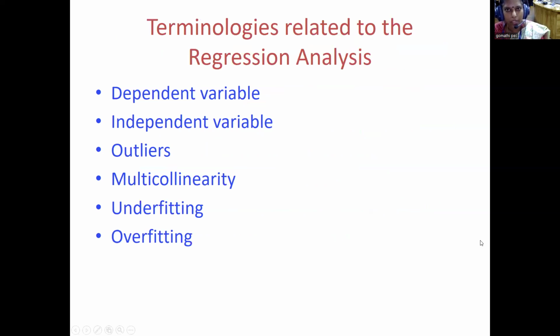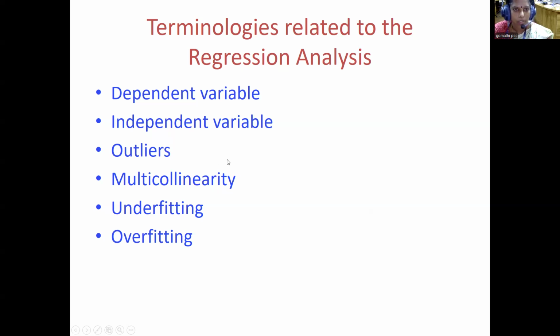Now some of the terminologies related to regression analysis. The first terminology is the dependent variable. The dependent variable is the target variable. Suppose we are going to predict the price of the house, then the price is the target variable. Then the independent variable means the predictor variable. We can have more than one predictor variable. How do we predict the price of the house? Based on the size and the area where it is located. The size and the area are the independent variables.